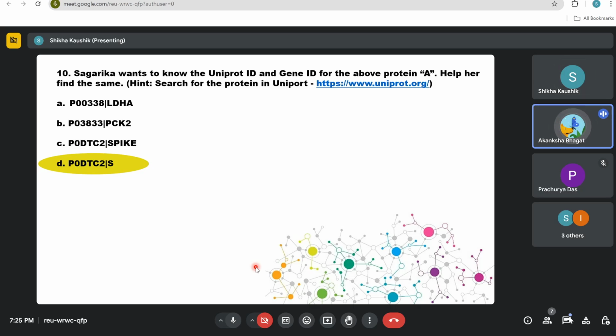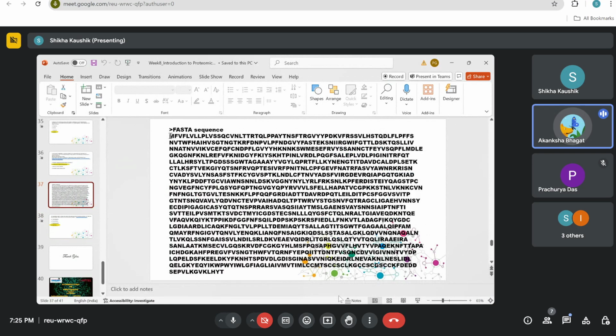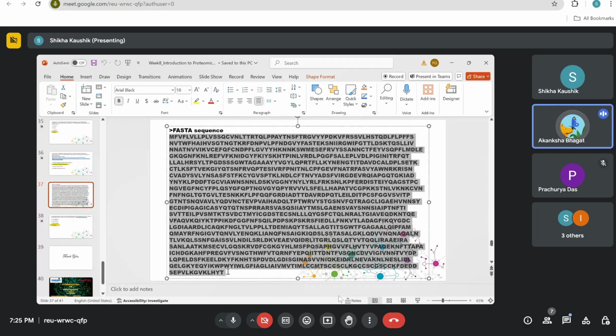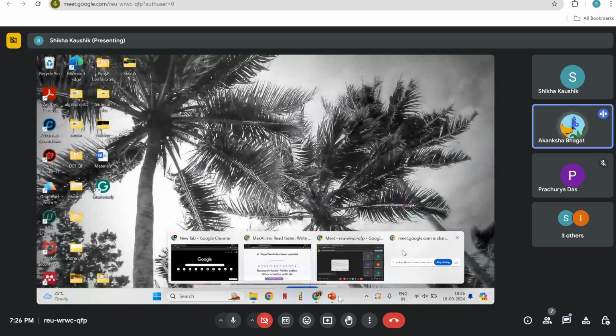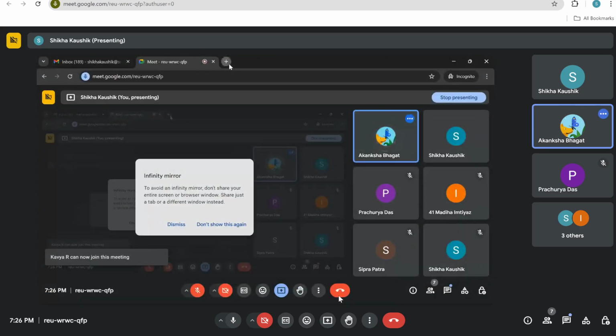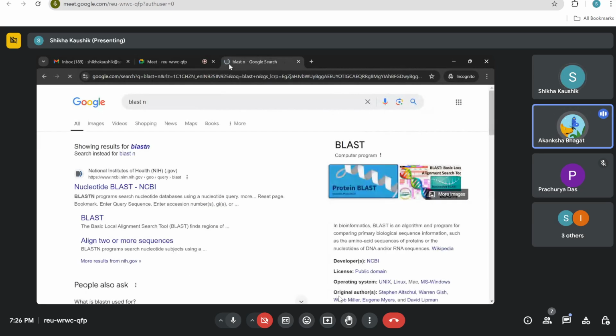So ma'am, when we do BLAST, we get a list of proteins, and in the last row we get the accession number, and when we use UniProt, we get the UniProt ID. So what's the difference? They are asking for the accession number, and in this week's question they have given this link to UniProt to identify the UniProt ID.